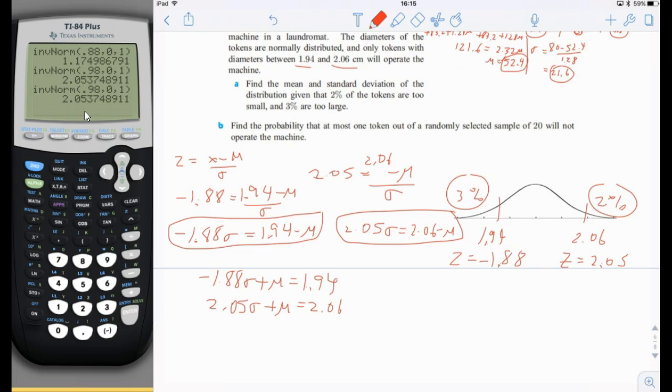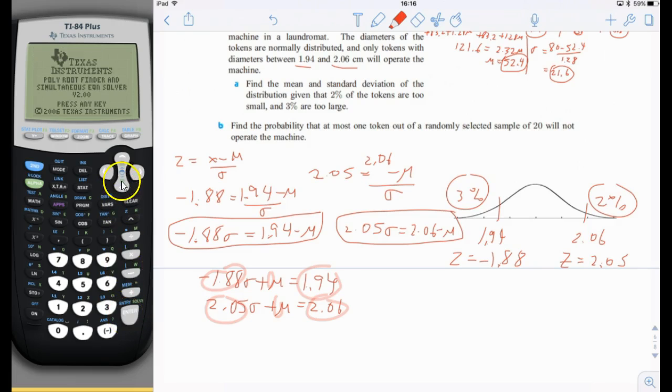And now we're going to put these equations into the calculator. The way we do that is we insert the coefficients. So we're going to put this coefficient, 1 and 1, because if there's no coefficient, it's 1, right? And these numbers into PolySMLT. The function in PolySMLT that we want to use is the simultaneous equation solver. We have two equations with two unknowns. Let's press next. We're going to put in negative 1.88. And then here we're going to put 2.05. And then here we're going to put 1, and here 1, and here 1.94 and 2.06.